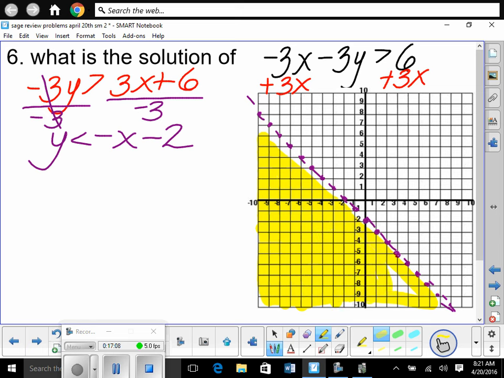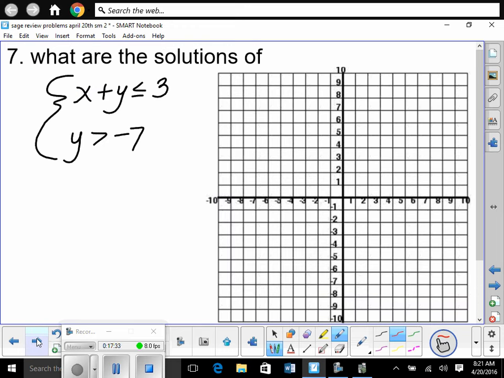For example, and you'll see it today in your packet, if I gave you this and said, is negative 6, 0 a solution? Doesn't that fall in a shaded region? You'd say yes. And then if I said, is negative 4, 2 a solution? You would say, no, it fell on the line, which in this problem was not included. Does everybody understand that? Okay, awesome.